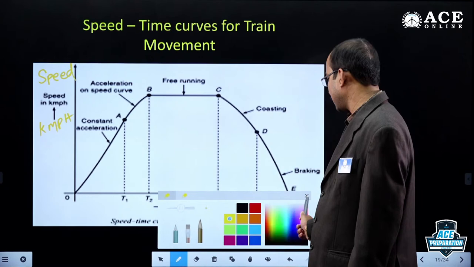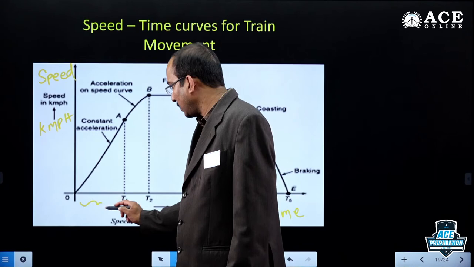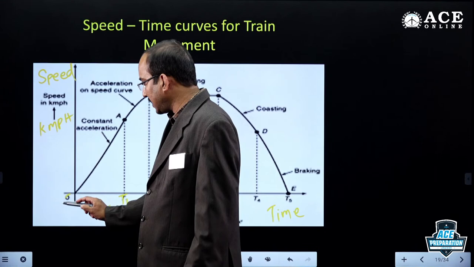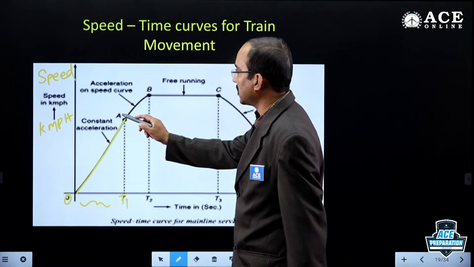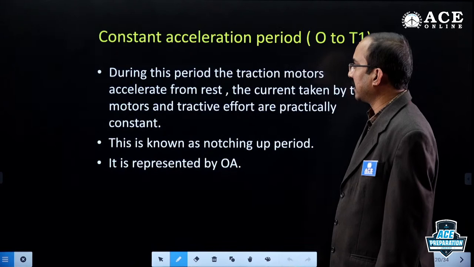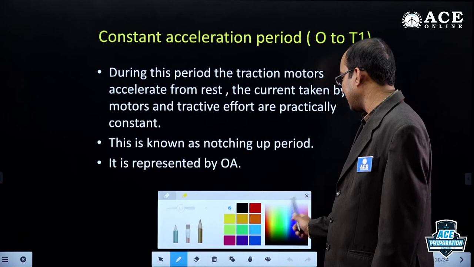If you observe here, from time 0 to t1, we observe a constant acceleration period, that is 0 to A. Now let us study it. What do you mean by the constant acceleration period? That is from 0 to t1 time.